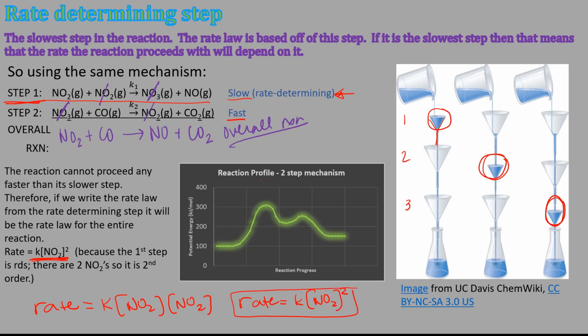All right, and this also tells us which step is going to be the rate determining step because the energy of activation here is so much larger than it is for the second step. All right, and that tells us right there that the first step takes longer. If the second step would have a bigger hump, then it would be the second step that determines the rate.